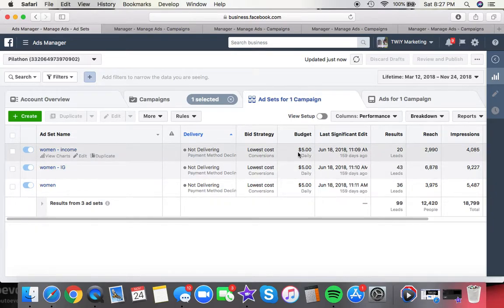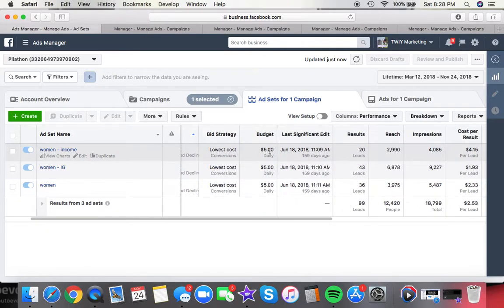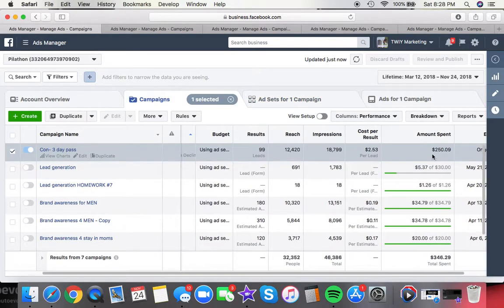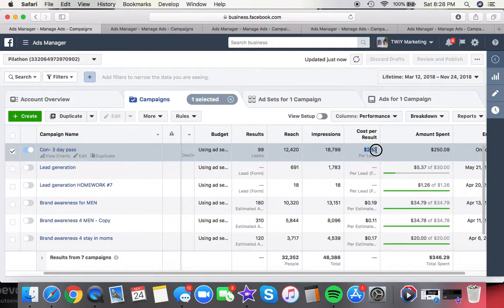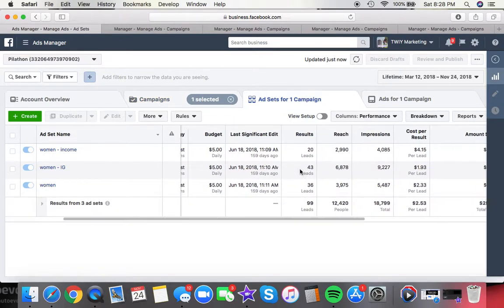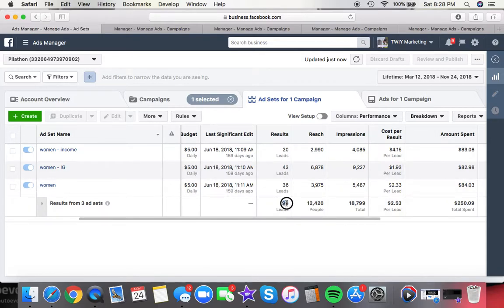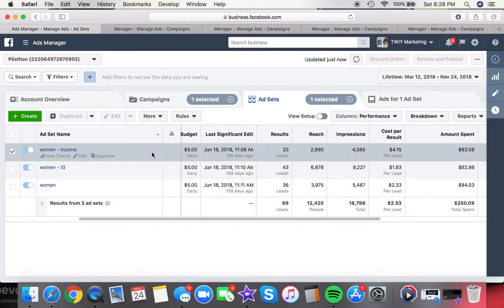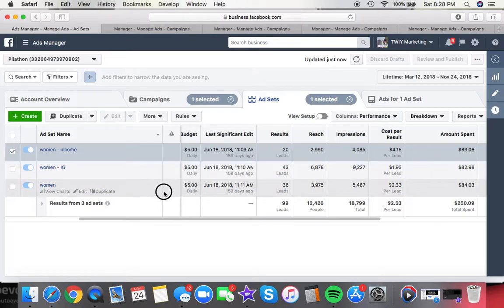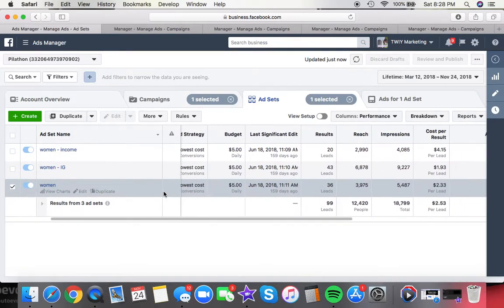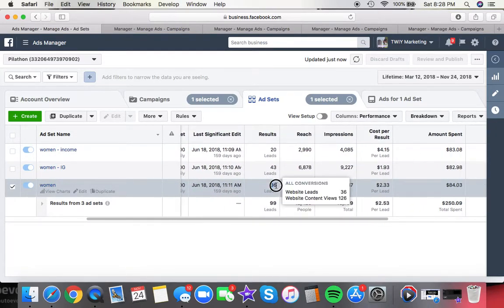All right, so I'm looking at this campaign here. And remember, at the campaign level, this is an average between all the different ad sets. So right here, we had 99 leads across 3 different ad sets at an average of $2.53. If I go into my ad set level, I'm going to see something different. Here's my 99 leads broken up into 3 ad sets. The bottom one here was all women on Facebook. On all women on Facebook, I got 36 leads.